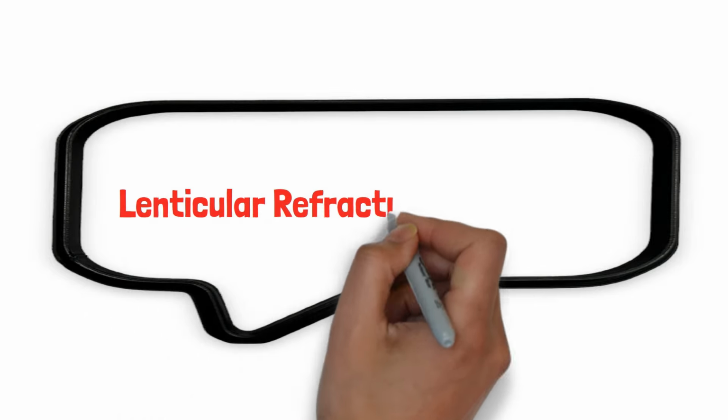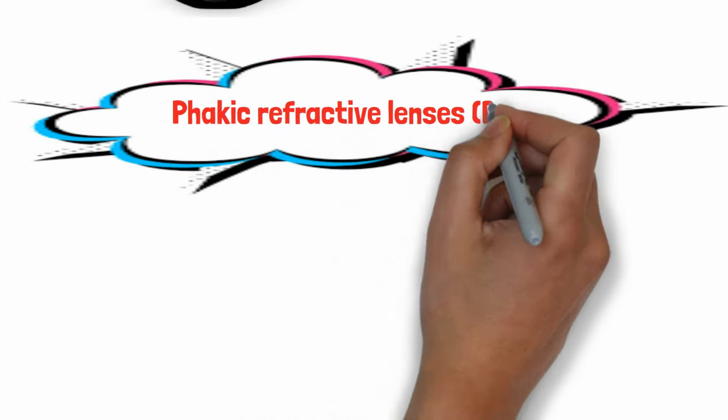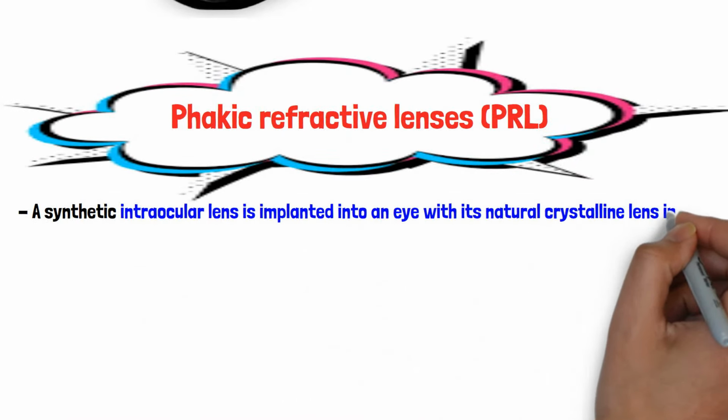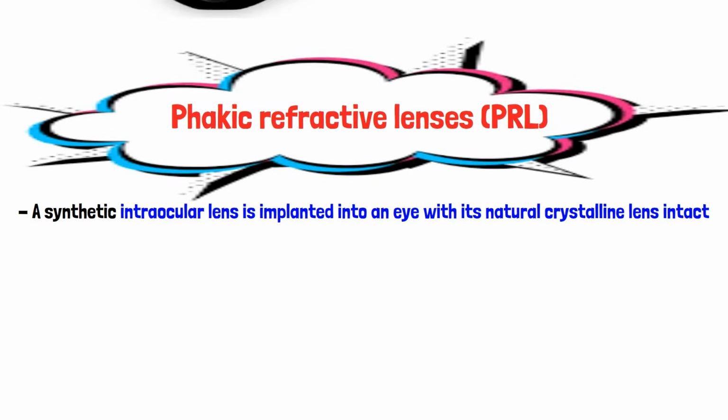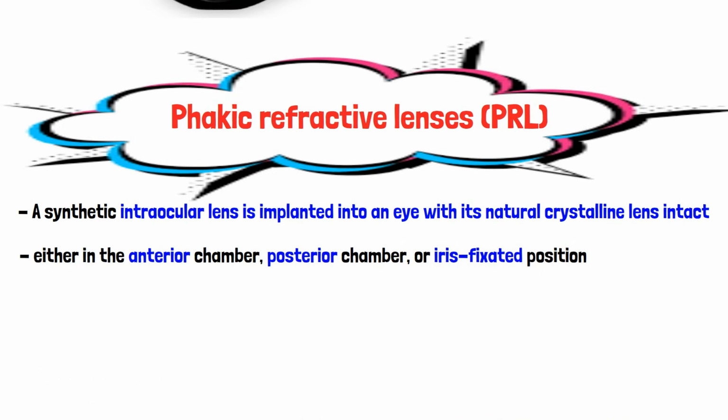Now, let's move deeper into the eye, to the lenticular refractive procedures, which modify or replace the natural crystalline lens. Phakic refractive lenses, or PRL, involve implanting a synthetic intraocular lens while keeping the natural crystalline lens intact. Depending on the design, these lenses can be placed in the anterior chamber, the posterior chamber, or attached to the iris. They are ideal for patients with high myopia or hyperopia who are not candidates for corneal refractive surgery.